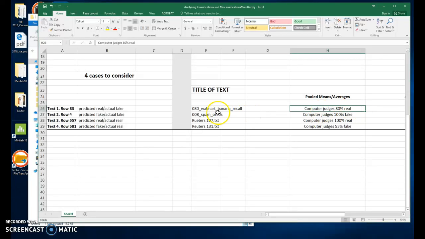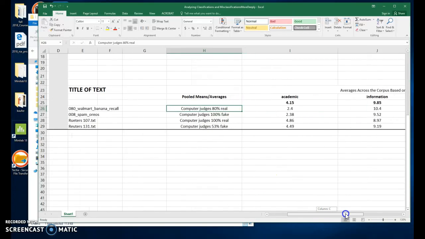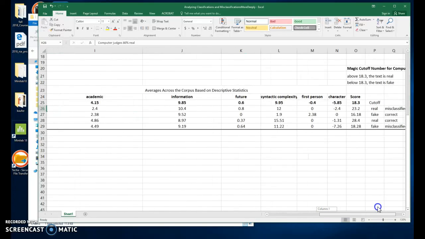This is Walmart banana recall, and it's text 80 in the fake news pile. The computer judged it 80% real. It said there's an 80% probability it's real, only 20% it's fake, but it's actually fake. And so what you need to do is, I chugged in the numbers here. These are the numbers that you can read in DocuScope STV.